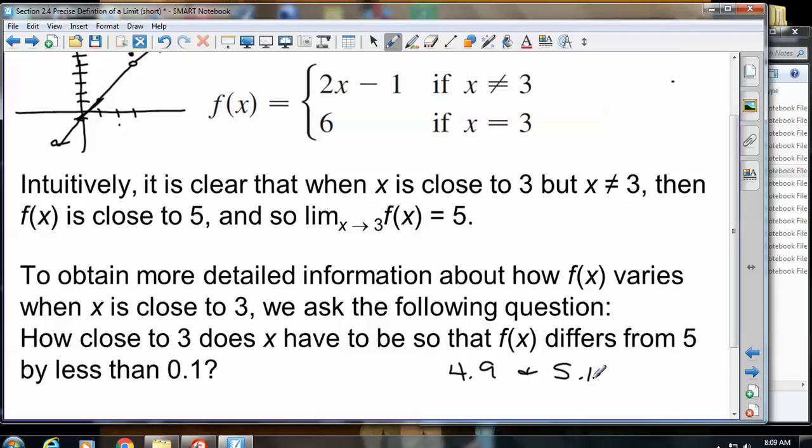Because the idea of the limit is that the closer I get to 3, the closer my answer should get to 5, right? So if I want an answer that's more precise, if I want a number that's closer to 5, you just have to get an x that's closer to 3. Okay, so that's kind of what our limit is asking.